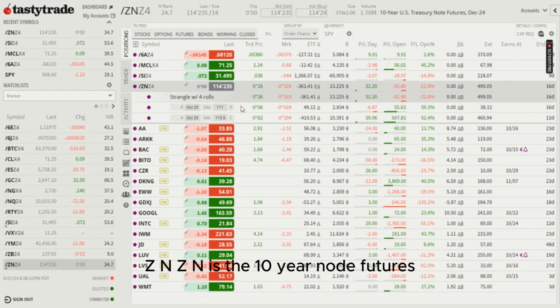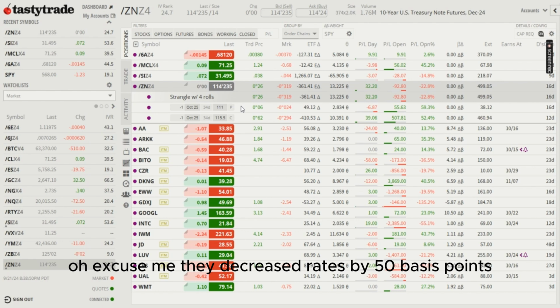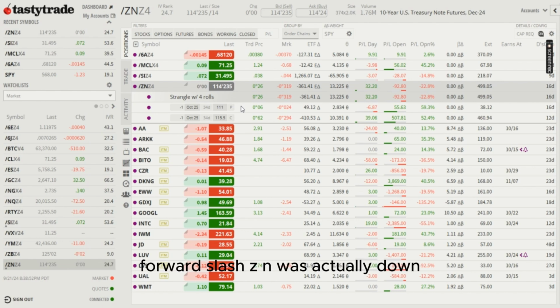/ZN. ZN is the 10-year note futures. As I mentioned before, this past Wednesday, when the Fed decreased rates by 50 basis points, /ZN was actually down, meaning that prices were down and yields were up, as opposed to prices going up and yields coming down. There's an inverse relationship, as I'm sure everyone knows. If someone can explain what that means, that would be great.